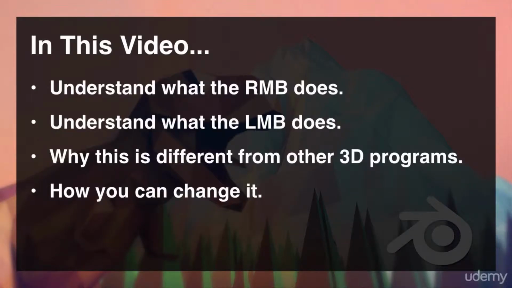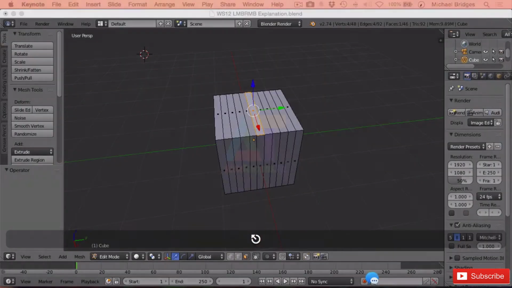So in this video, we're going to understand what the right mouse button does, understand what the left mouse button does, and how this is different from not only other 3D programs, but most other desktop programs that you've used. We will also cover how to change it, but I don't recommend you do that, because not only is most of the reference material out there governed by the default, which is what we'll be using throughout the rest of this course as well. So let's hop straight over to Blender.